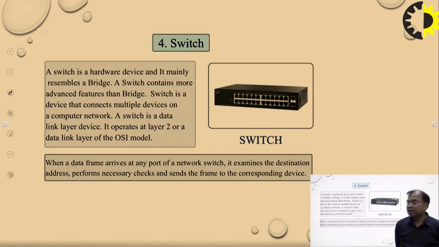When a data frame arrives at any port of the network switch, it examines the destination address, performs the necessary checks, and then sends the frame to the corresponding device. It is a very intelligent device: it first checks which device the data is being sent to, and it contains MAC tables or IP tables for sending the data.